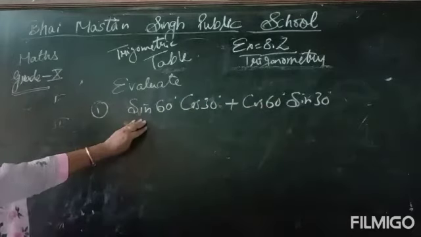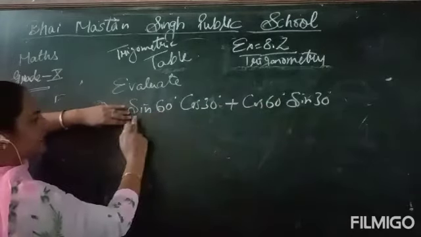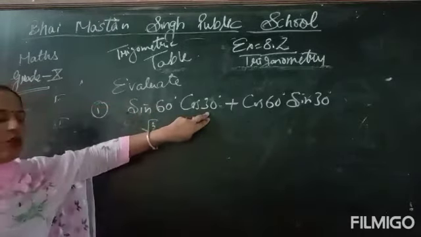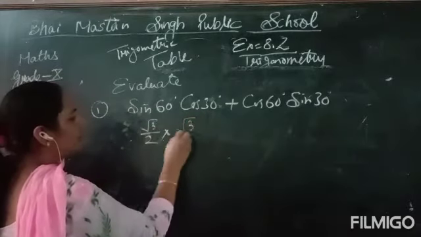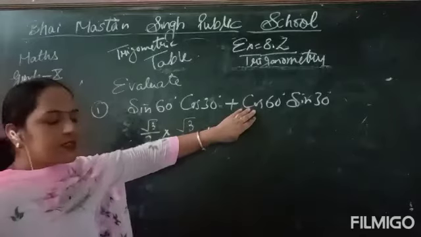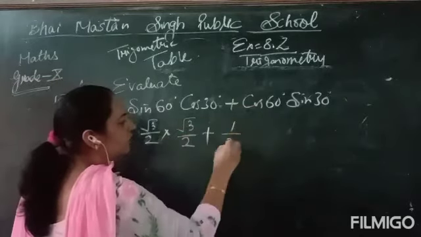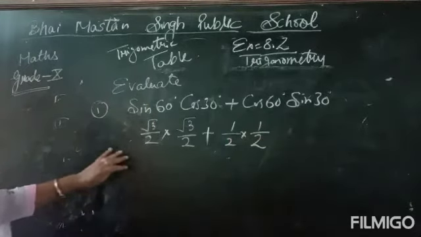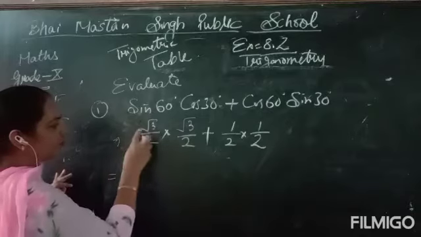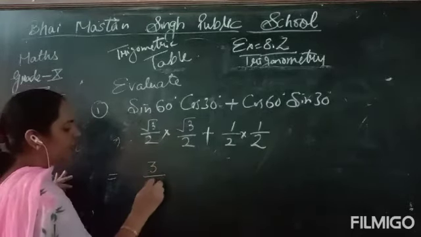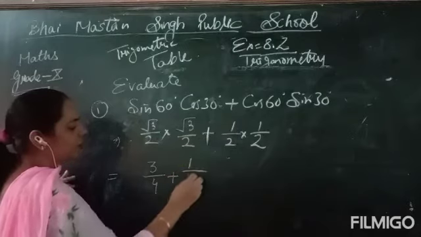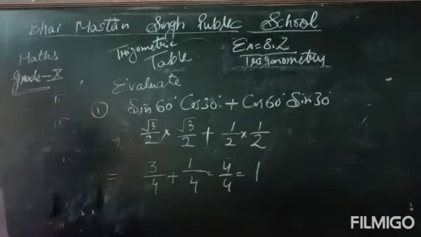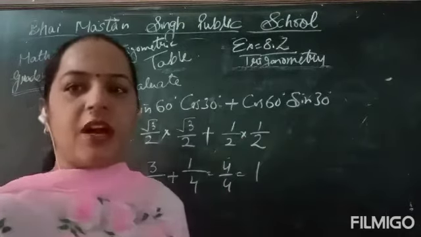So from the table I will find the values. From the table I have seen that sine 60 is root 3 by 2, and cos 30 is root 3 by 2, plus cos 60 is 1 by 2 and sine 30 is 1 by 2. These are the values that I get from the table. Now next is root 3 into root 3, which is 3 by 4, plus 1 into 1, 1, and 2 into 2, 4. So 4 by 4 is equal to 1. This is my answer. You can solve the other sums of this part easily.